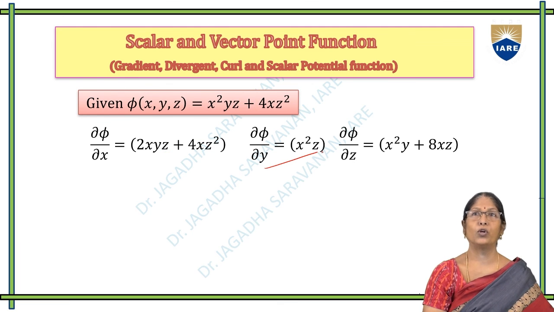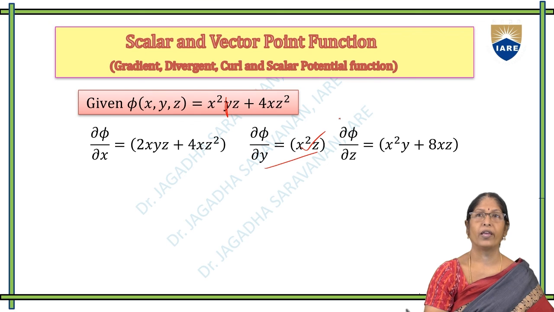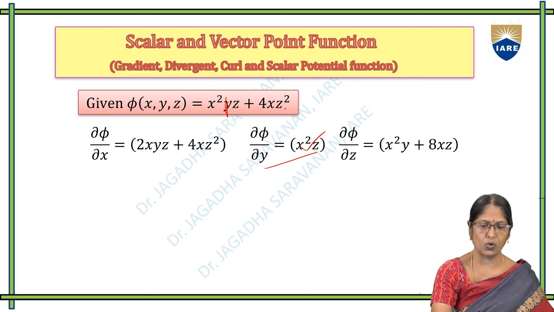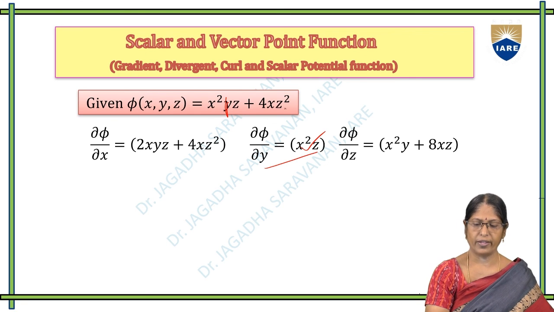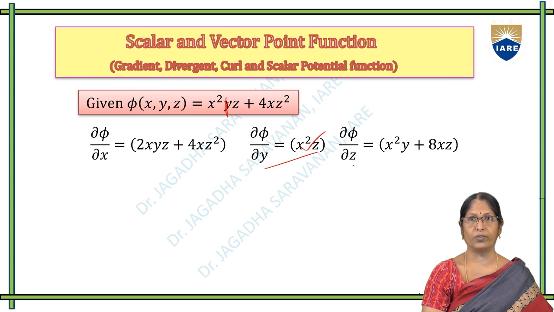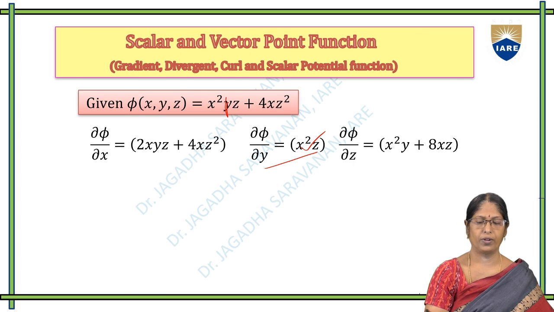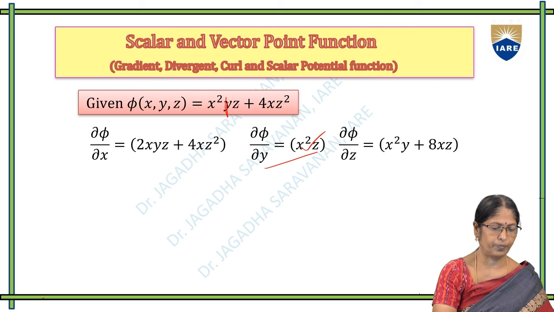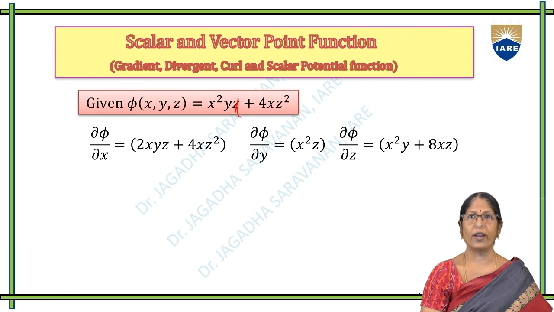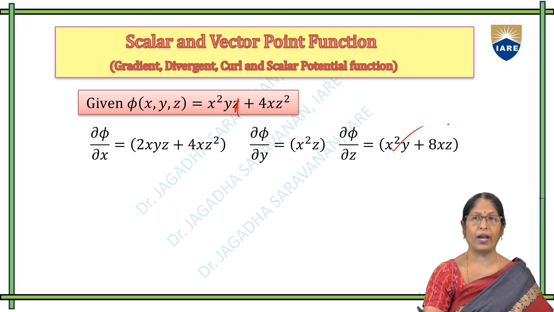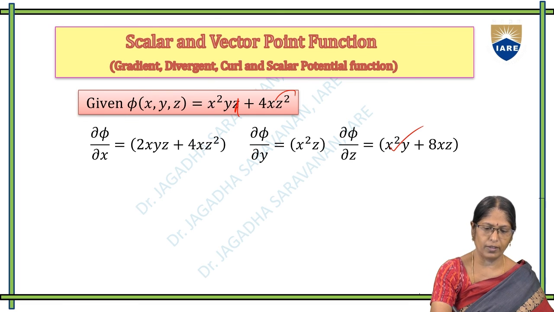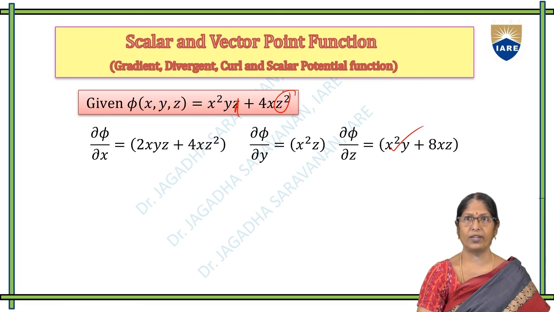Here we can see it, dou phi by dou y. Here the y, which is 1. So 1 into x square z. Here there is no y term at all. Next, finally dou phi by dou z, for which we are differentiating with respect to z. Here it is 1 into x square y. Here z square is there, 2z, that is 8xz.